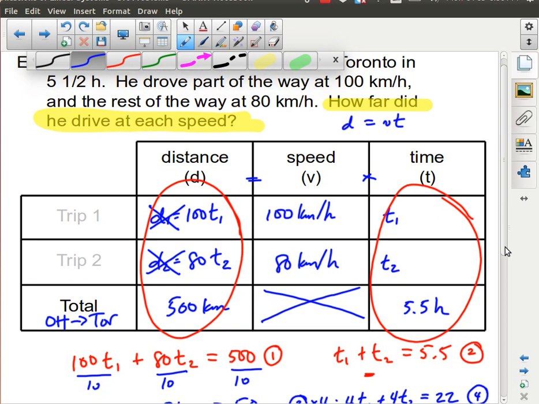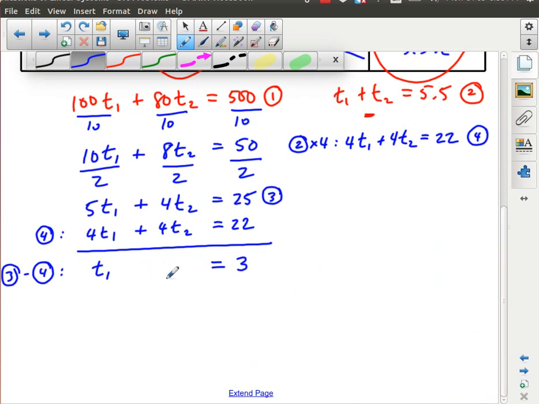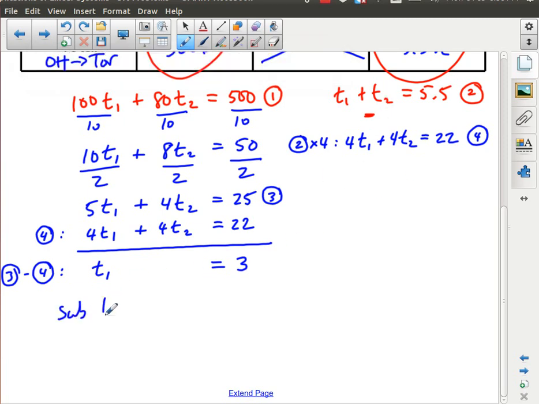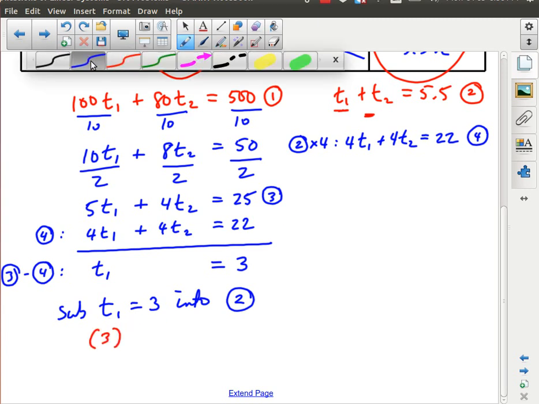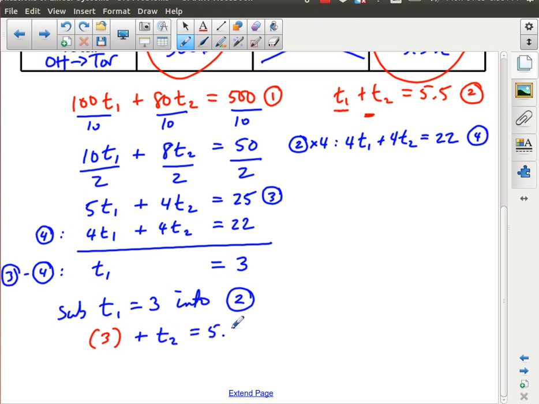Okay, so now let's solve for the other time variable. t1 is equal to 3. I can sub t1 equals 3 into equation 1, equation 2, equation 3, or equation 4. The easiest one of those to solve is actually equation 2. So I'm going to sub t1 equals 3 into equation number 2. Instead of t1 here, instead of that t1, I'm going to sub in the value 3 plus t2 is equal to 5.5.